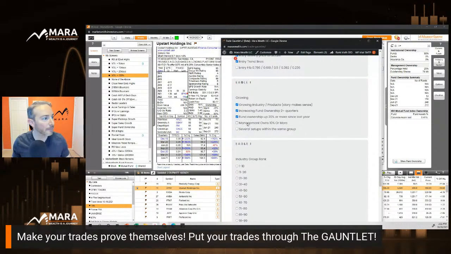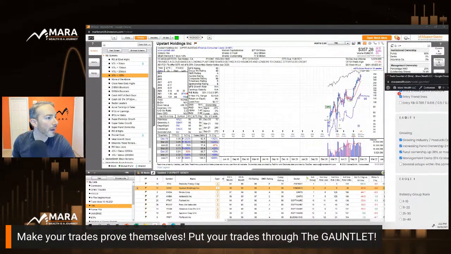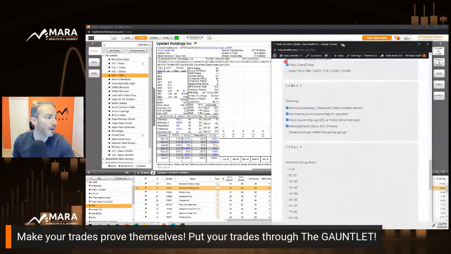Next up, management. Management owns 10% or more of the company. They own 25%. So great, I'll check that box. That's important because the management is more likely to be aligned with the shareholders. Not only that, for a recent IPO, I definitely love seeing management own a significant portion of the company.